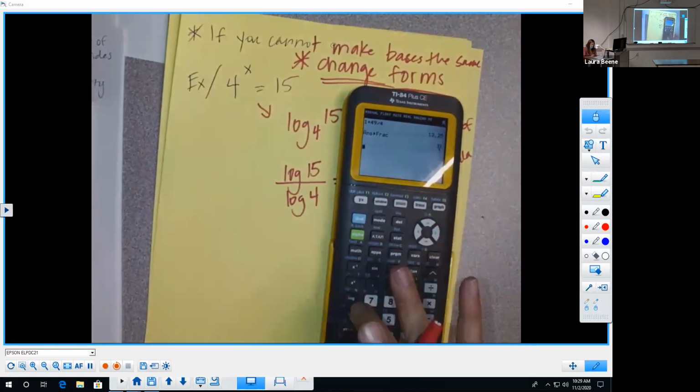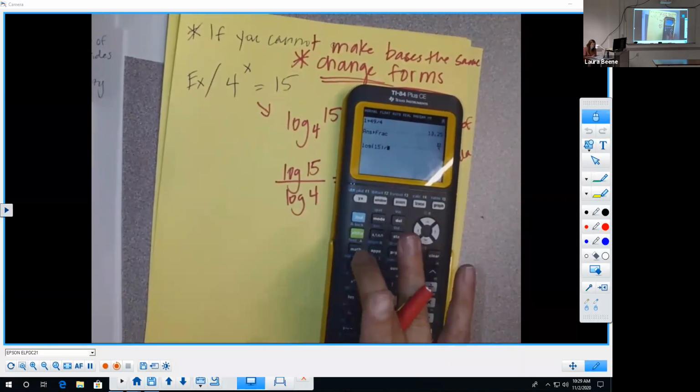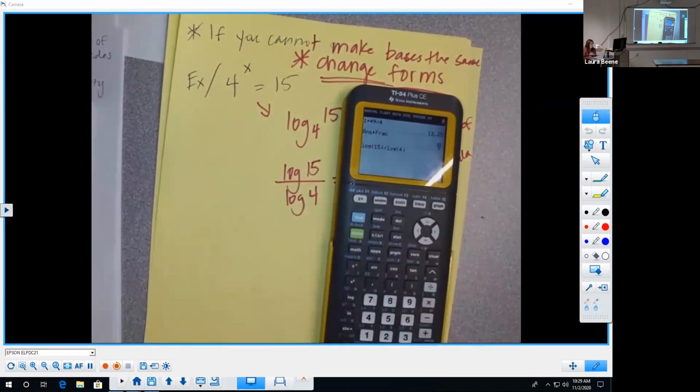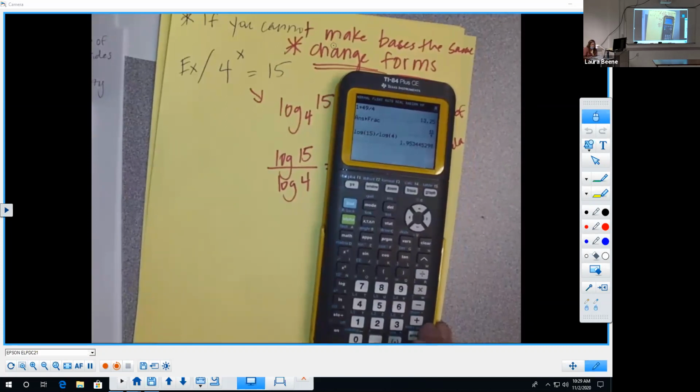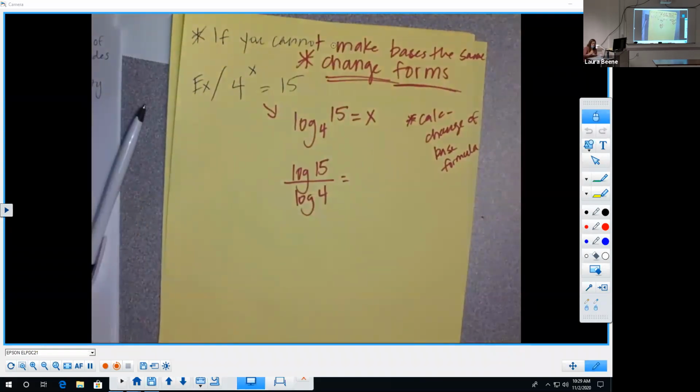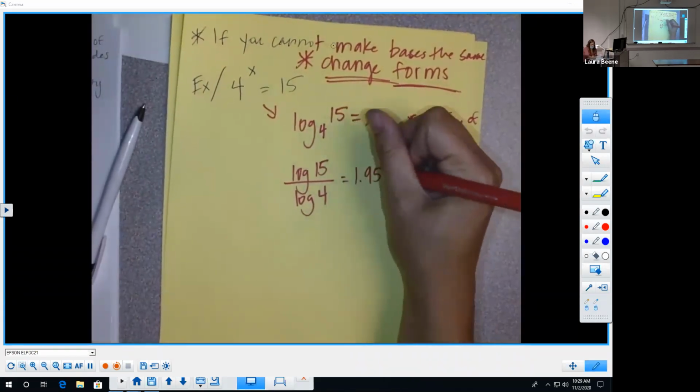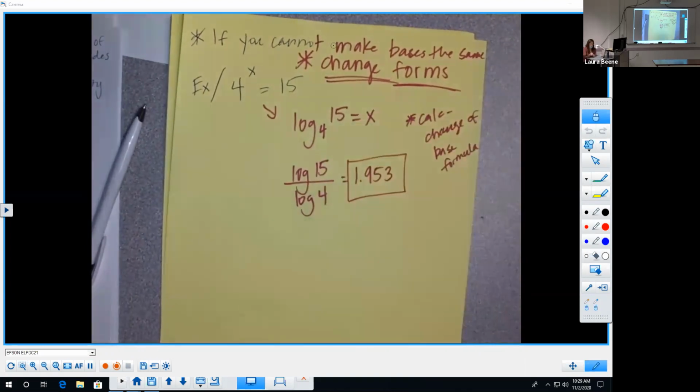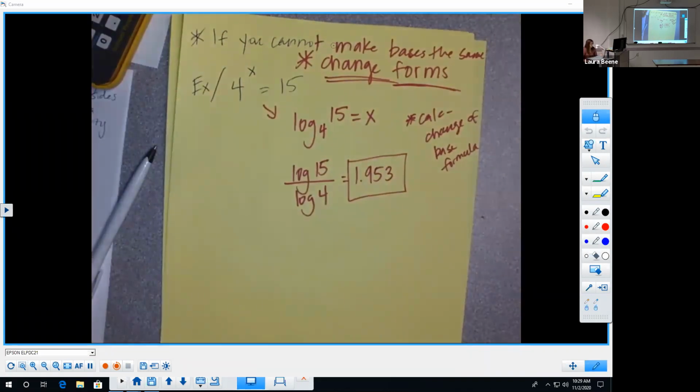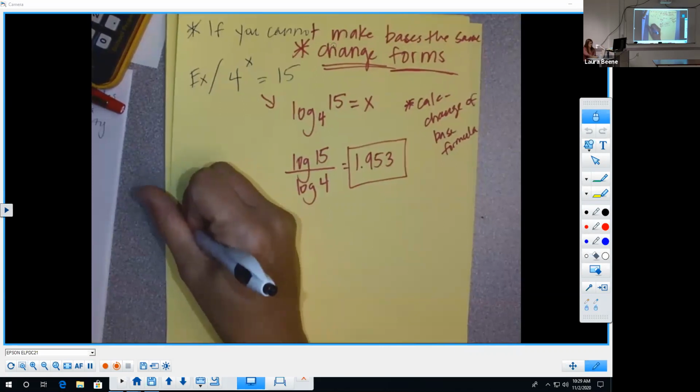So log of 15 divided by log of 4. Make sure you close parentheses when you're typing this in. And you get 1.953. And that's your answer. Questions about that? Okay, let's do a few of those now.